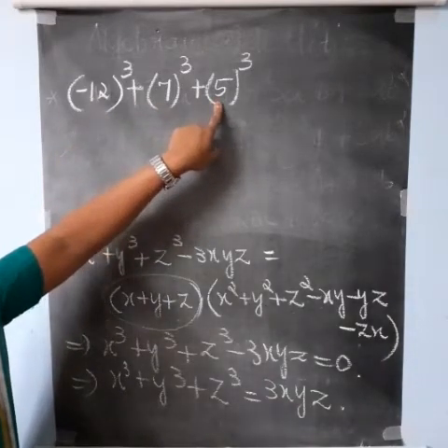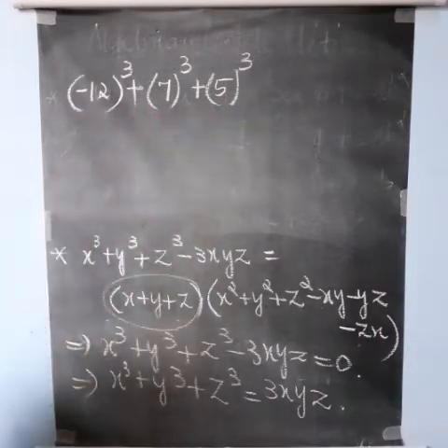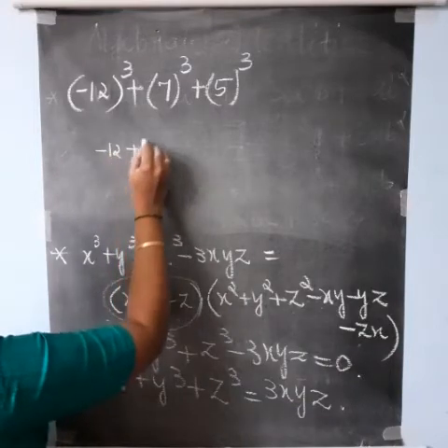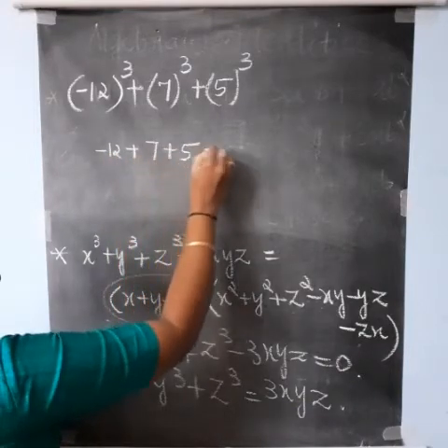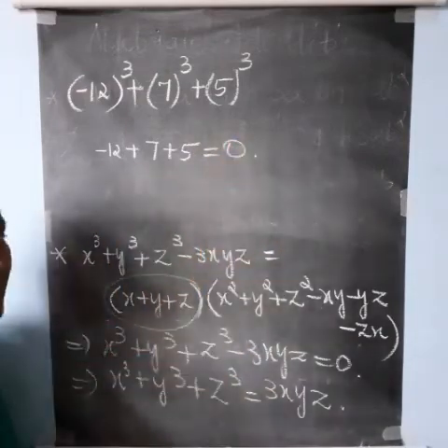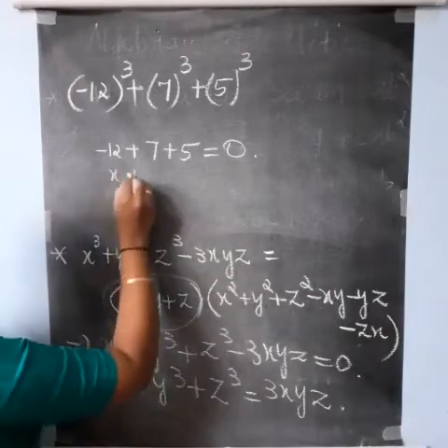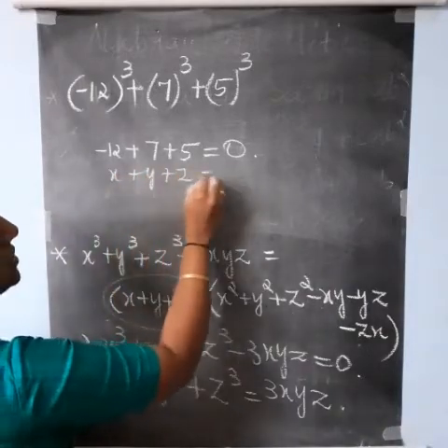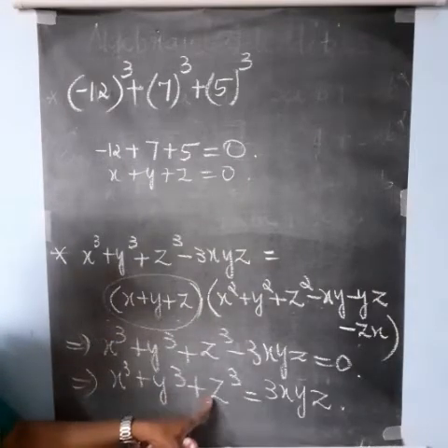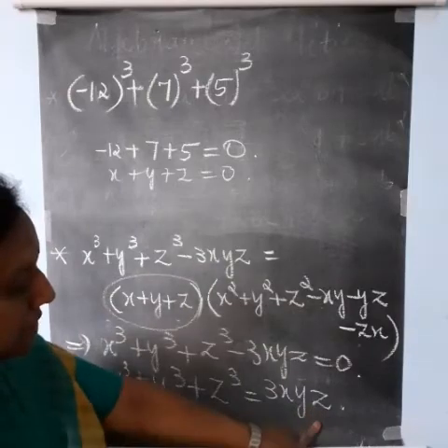And what is it that we have found? x plus y plus z. What is x plus y plus z equal to? If we find minus 12 plus 7 plus 5, what is that equal to? This is equal to 0. Yes? So if x plus y plus z is equal to 0, then in that case what is x cube plus y cube plus z cube equal to? 3 into x into y into z.